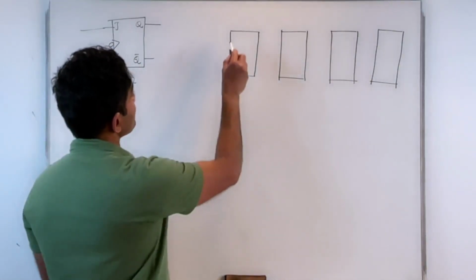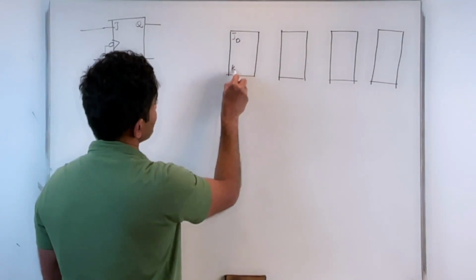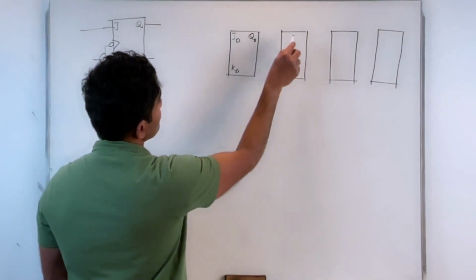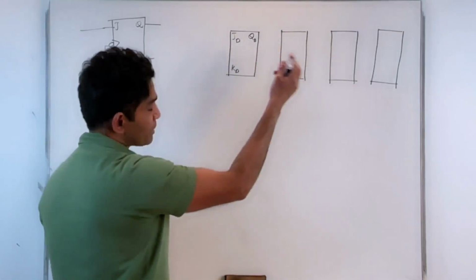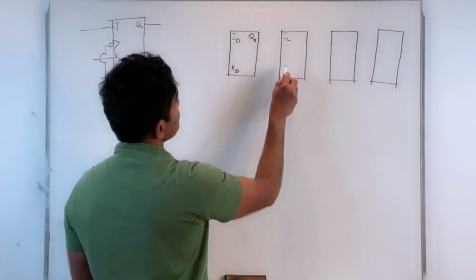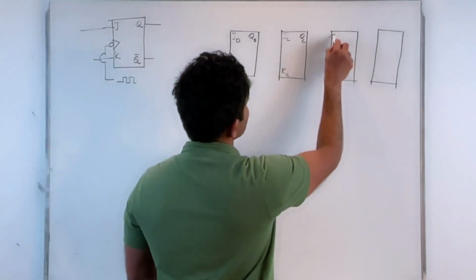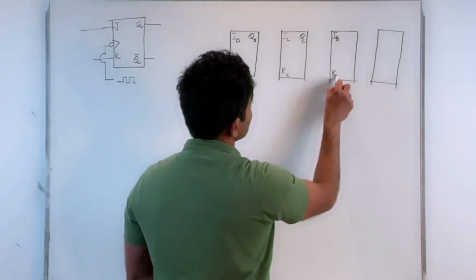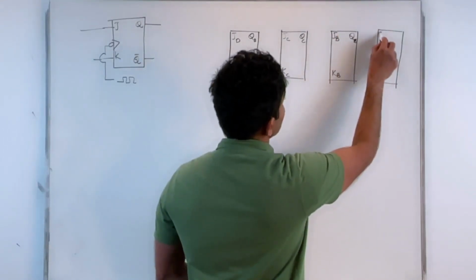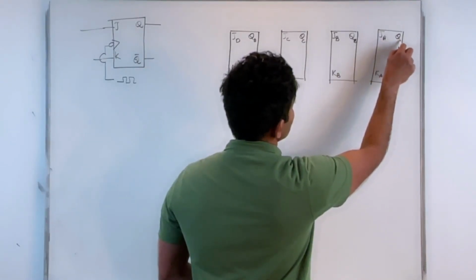Okay. Let me call that JD, KD. That makes it QD. QD prime is there. I'm not just showing it, but it's there. Let me call it JC, KC, QC, JB, KB, QB, and finally JA, KA, QA.